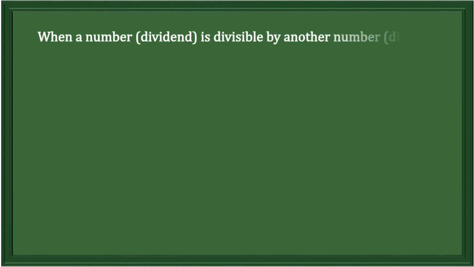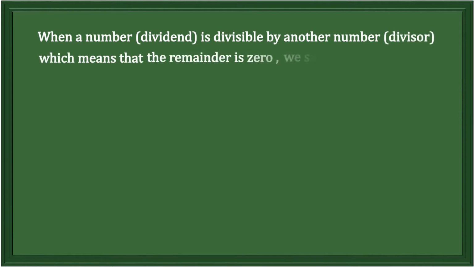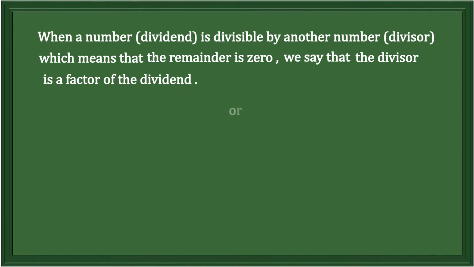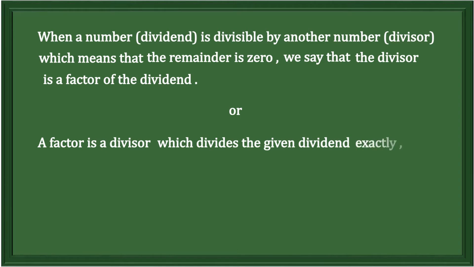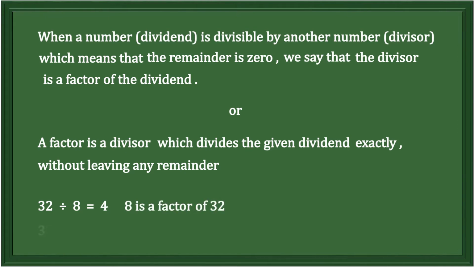This means we can say that when a number or the dividend is divisible by another number, that is the divisor, which means that the remainder is 0, we can say that the divisor is a factor of the dividend, or a factor is a divisor which divides the given dividend exactly without leaving any remainder. So when we say 32 divided by 8 is equal to 4, 8 is a factor of 32, and when we say 32 divided by 4 is equal to 8, 4 is a factor of 32.